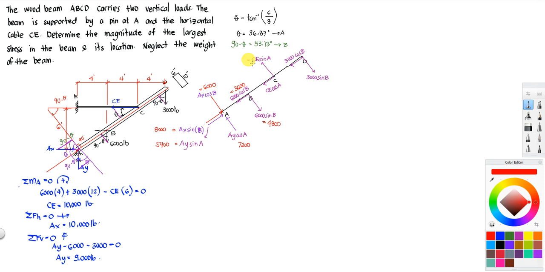Okay? CE. Ano ang CE natin? 10,000 sine of A. So, you can have it as 6,000. And then this one is CE cosine of A. So, you can have it as 8,000. This one is 3,000 cosine of B. So, you can have it as 1,800. And this one is sine of B. So, you can have it as 2,400.